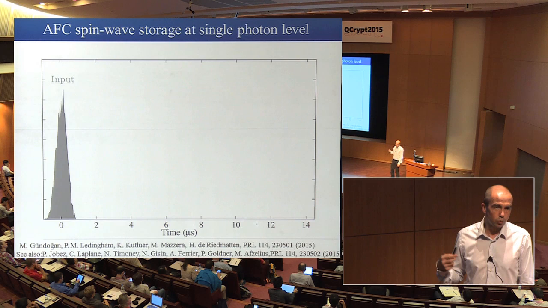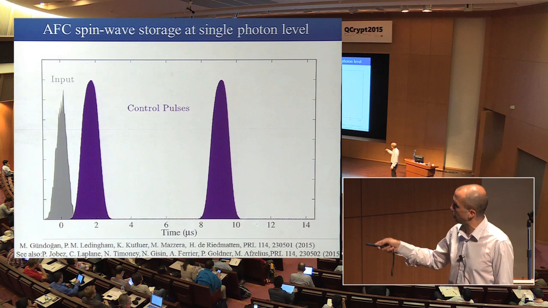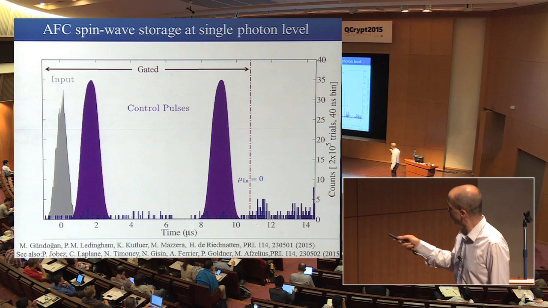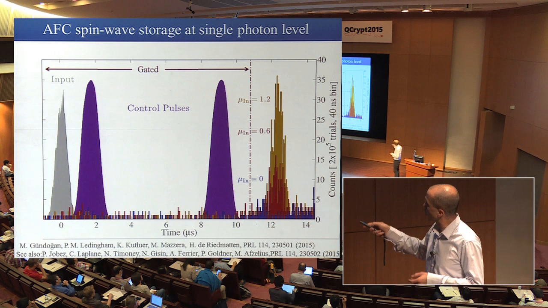state memory. So what you see here is the kind of input pulses. And then you have the two control pulses, so it's not the same scale, but at least vertically. And then what you have here is, if you don't have any input photon, you have this kind of noise. If you have an average of 1.2 photons per pulse, we're storing a weak coherent state, this is the kind of signal that you see. And if you go down to 0.6 and so on, you can still see something even with a very low number of photons.